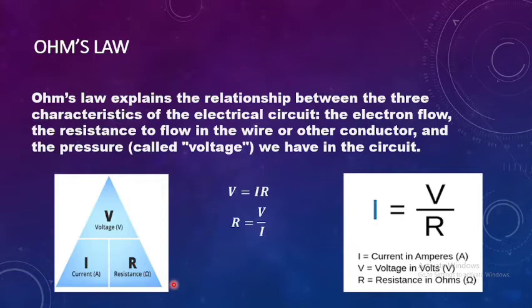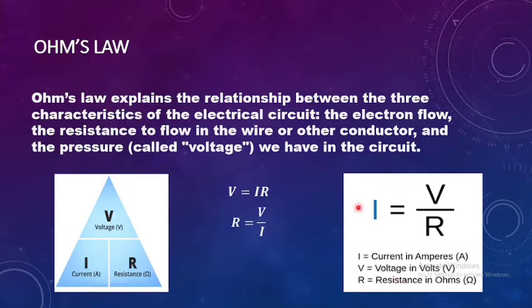So, this is our first discussion. We have Ohm's Law. Ohm's Law explains the relationship between the three characteristics of the electrical circuit: the electron flow, the resistance to flow in the wire or other conductor, and the pressure called voltage we have in the circuit.